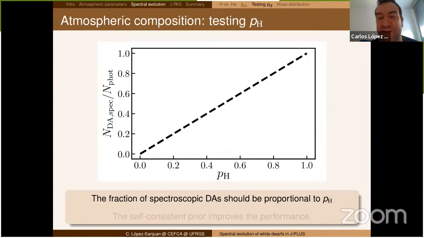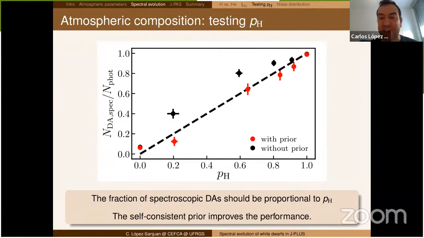That doesn't mean that the classification is wrong, because the pH already tells you that half of the sources are not going to be DAs. So what you want when you create this figure is to be on the diagonal, on the dashed line. So that provides well calibrated probabilities. If we compute this without the self-consistent prior, we obtain the black points that you can see here. So we are far from the diagonal. But when we apply the self-consistent prior, we go to the diagonal. We are compatible with a well-calibrated probability.